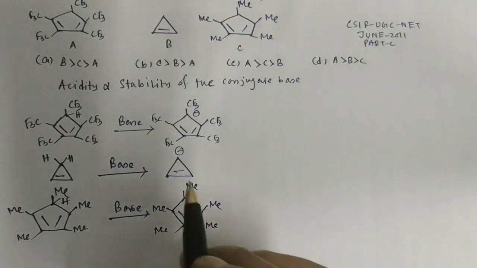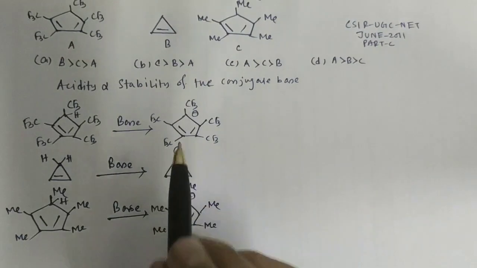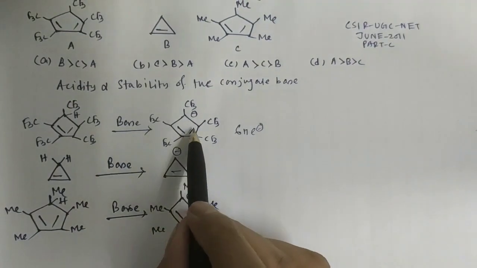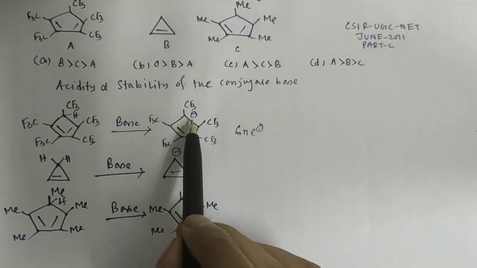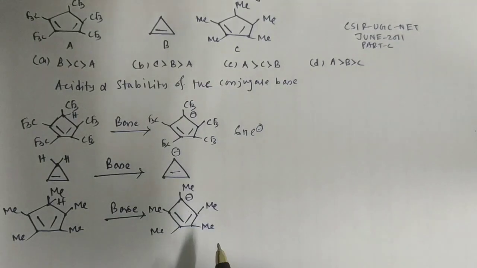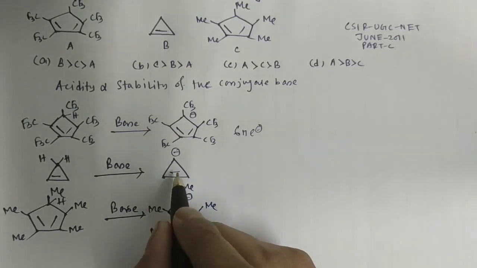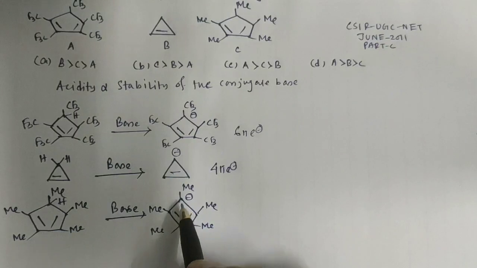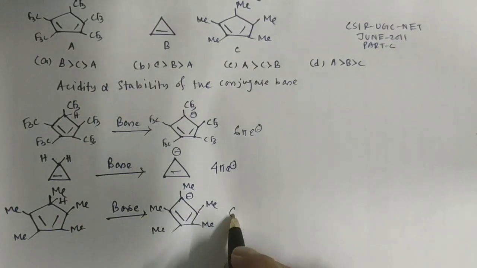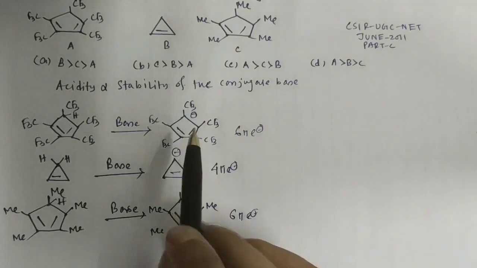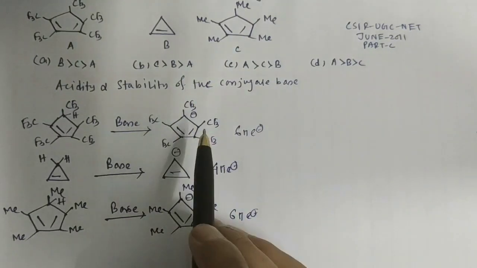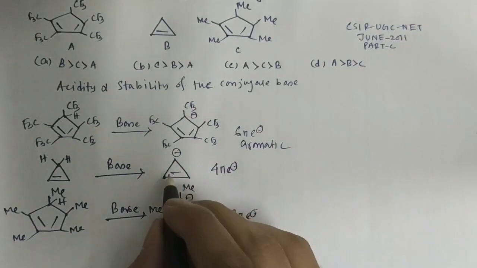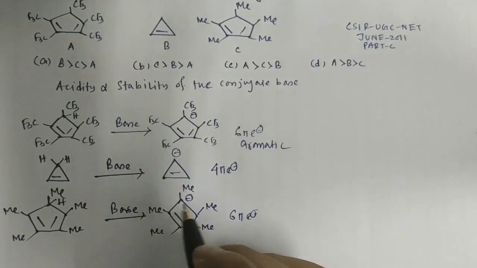Now just see, this compound is containing 6 pi electrons, right? This 2 double bond and a negative charge, total 6 pi electrons. And this compound is containing 4 pi electrons. This compound is containing 6 pi electrons. So we can see this conjugate base is very much stable because this is aromatic, right? This is aromatic. And this is very much unstable because this is anti-aromatic.